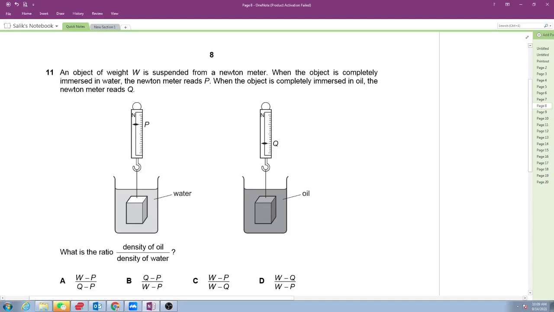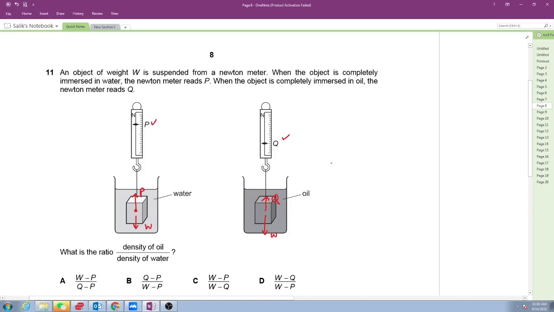When the object is completely immersed in water, the Newton meter reads P. When the object is completely immersed in oil, the Newton meter reads Q. Keep in mind that the Newton meter gives us the reading after upthrust. In liquid, the weight is acting down and the upthrust force is acting up.